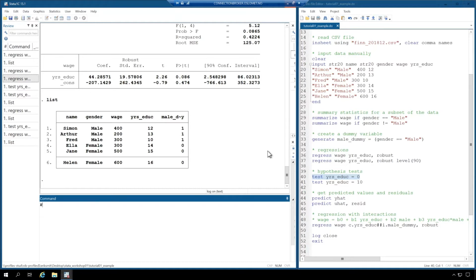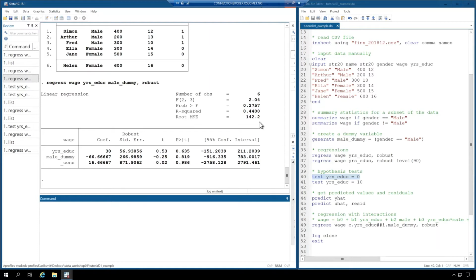To do this, we use the ordinary regress function, and our y variable is wage and our x variable is years of education, and we include the male dummy. We can also use the robust function to ensure that in case there is heteroscedasticity in our residuals, we account for them by adjusting our standard errors.